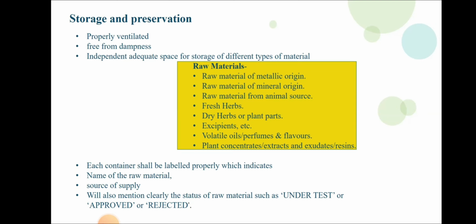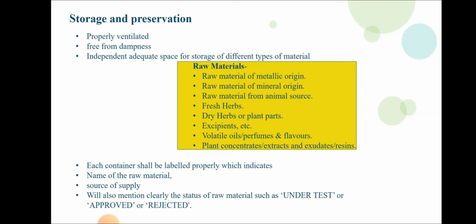If some of the raw materials are required to be kept in controlled environmental conditions, such materials have to be stored in separate cabins. So there can be several cabins based on the nature of the raw materials. For easy identification, in the raw material store there will be a lot of containers in which the drugs are stored, and each container has to be labeled properly.